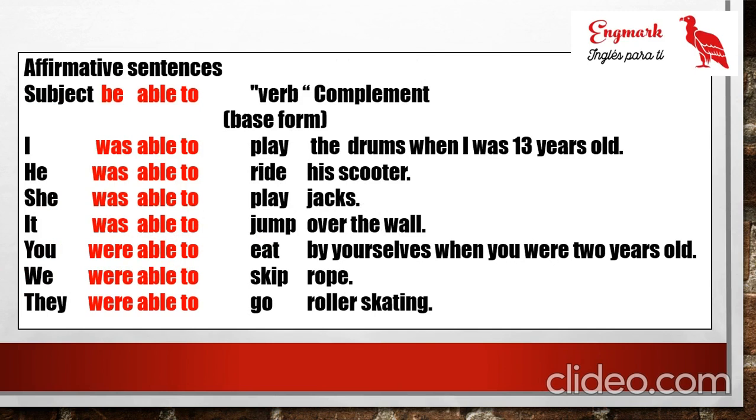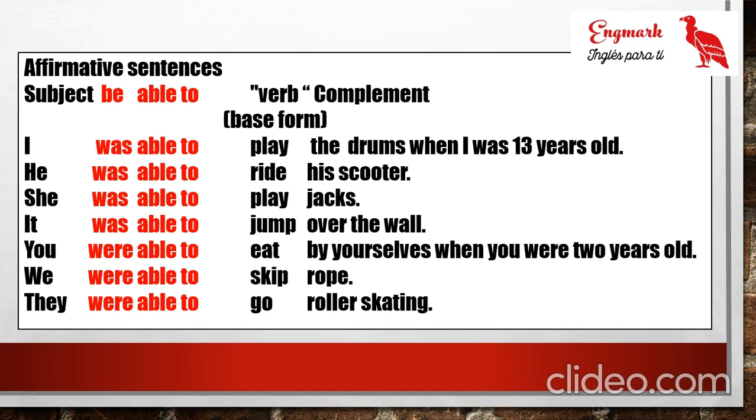Affirmative sentences. We have the subject, then the verb to be. After that, able to, then the verb in the base form, and finally, the complement. Remember that the verb to be, we conjugate with I, he, she, it, as was, and with you, we, they, as were. Remember that.